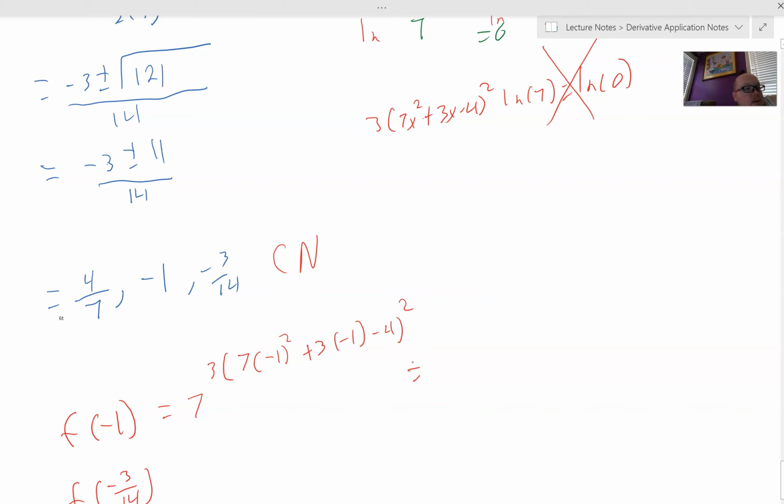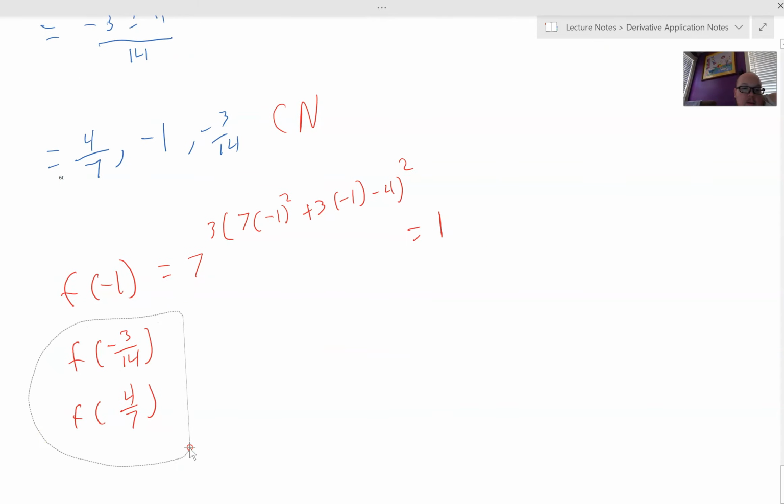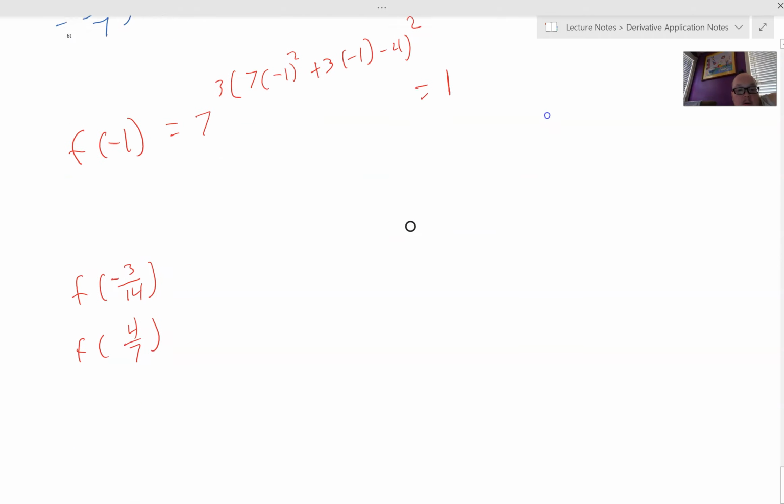All right, so we calculate that. So 7 to the 3 times 7 times negative 1 squared, so negative 1 minus 4 squared, so that all becomes 1. So f of negative 1 is 1. All right, so now we repeat. Oh, and we also don't want to forget our endpoints, our 5 and negative 5. So we'll do those as well.